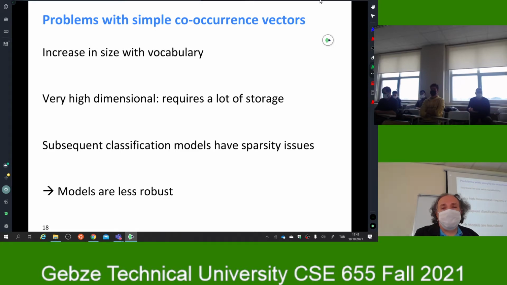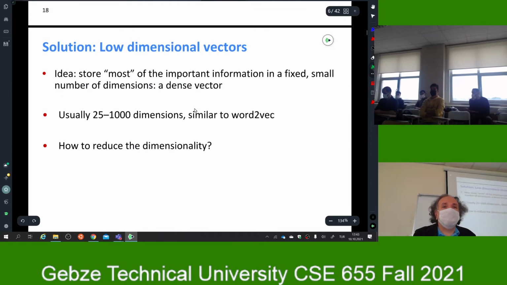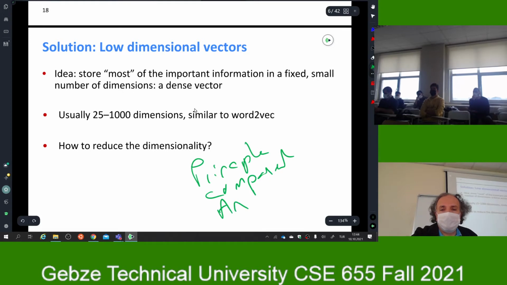So we are going to look at that one. Okay. This is what you mean. Low dimensional vectors. How do you get low dimensional vectors out of 100,000 dimensional vectors? How to reduce the dimensionality? As Usama said, maybe we can use principal component analysis. PCA is one way of doing it.